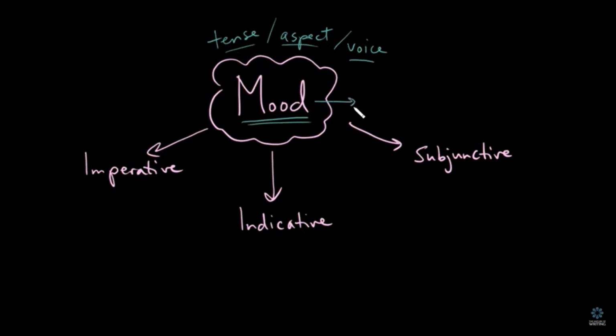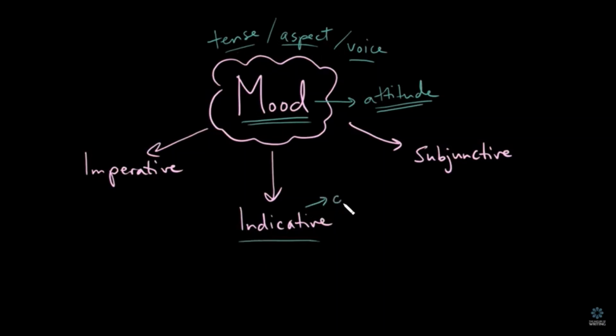Now, mood is a little bit different from this because what mood tells you about is the speaker's attitude towards what is being described. So, the attitude. Let's see if we can make some sense of this. We'll start with the indicative. So, we have three moods here in English. We have the imperative, the indicative, and the subjunctive.